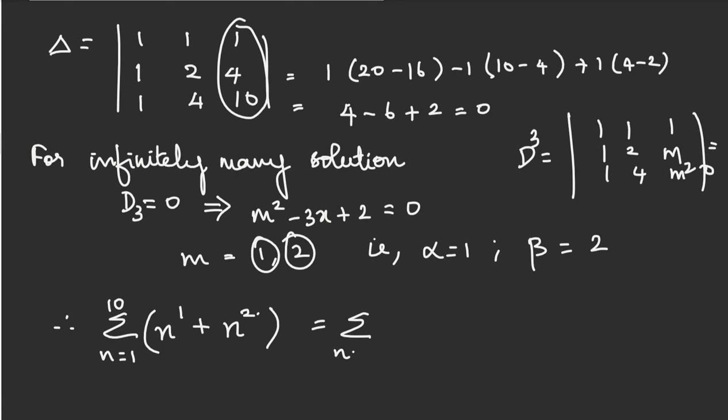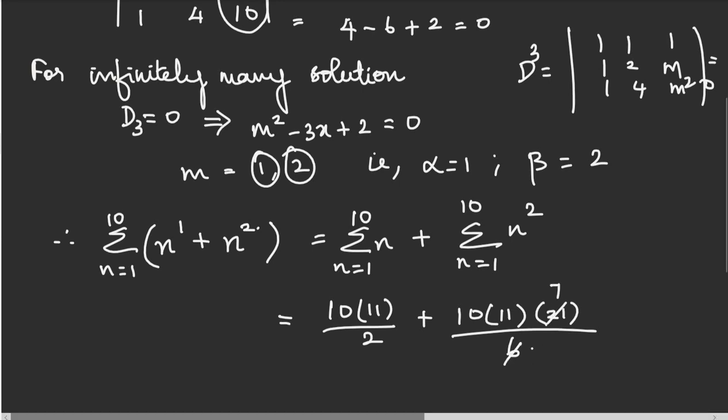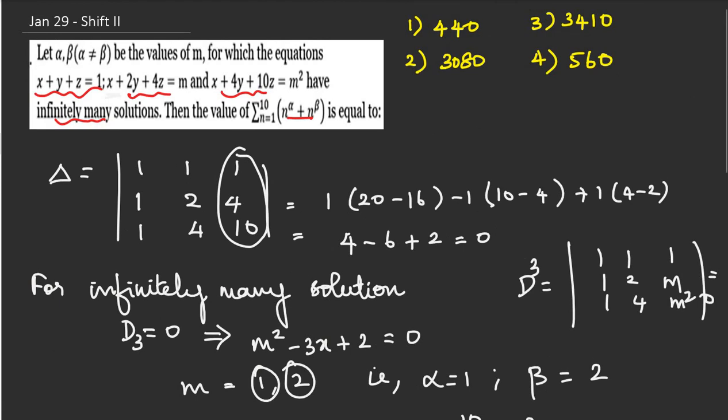which can be written as sigma n is equal to 1 to 10 n plus sigma n squared, formula n into n plus 1 into 2n plus 1 by 6. So we get here 10 into 11 into 2n plus 1, that is 21, divided by 6. So here 6 and 21, so 2 times. Now this will be equal to 55 plus 385, which is equal to 440. So our answer is 440 here.